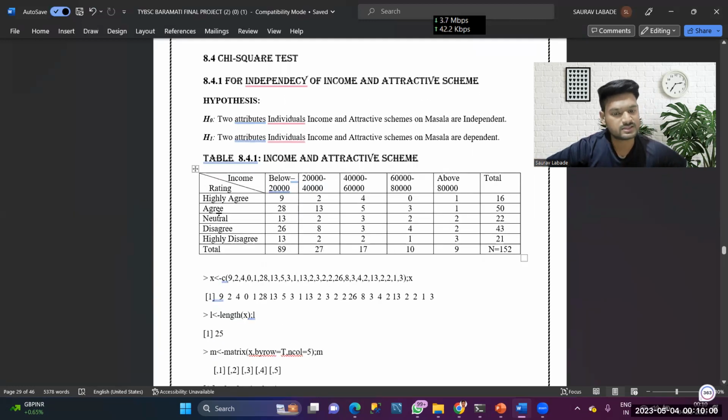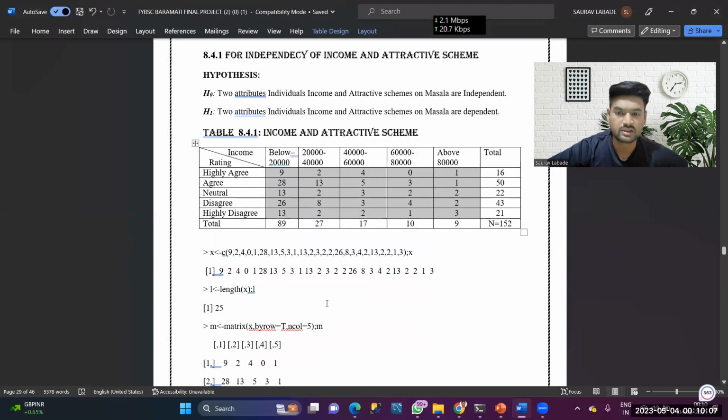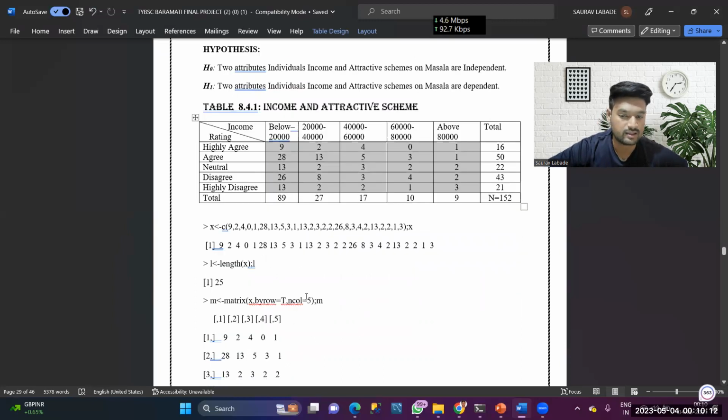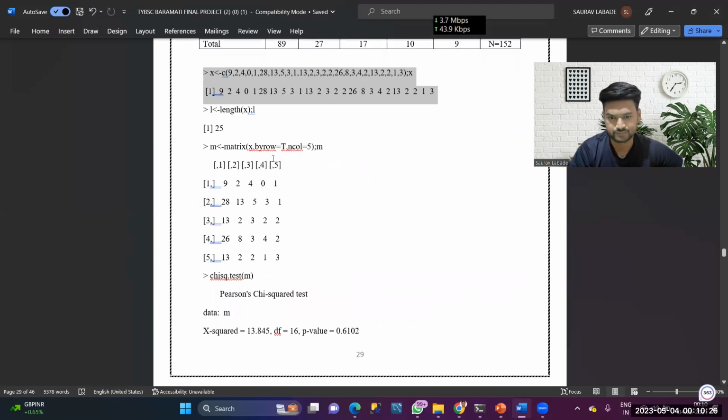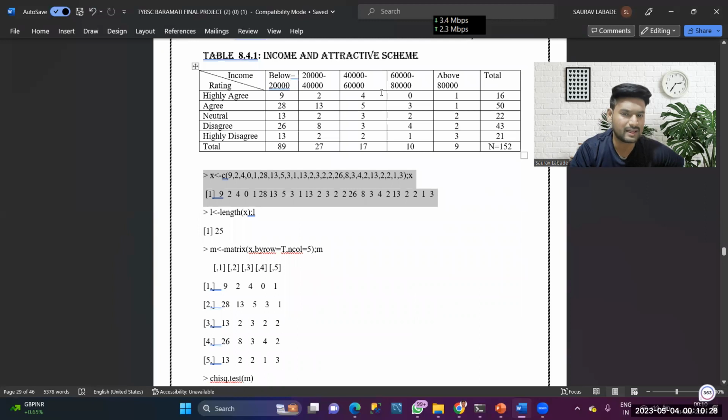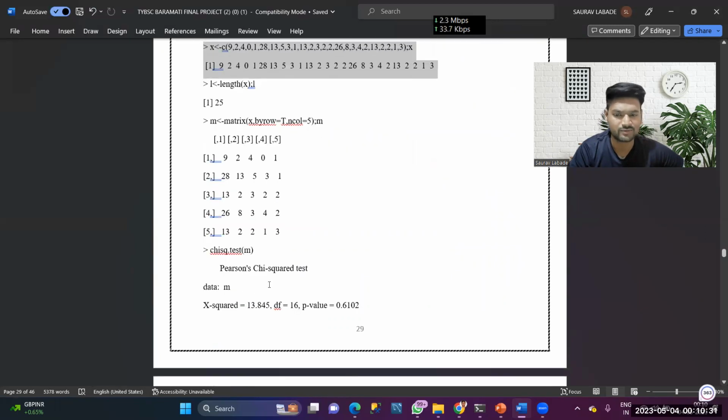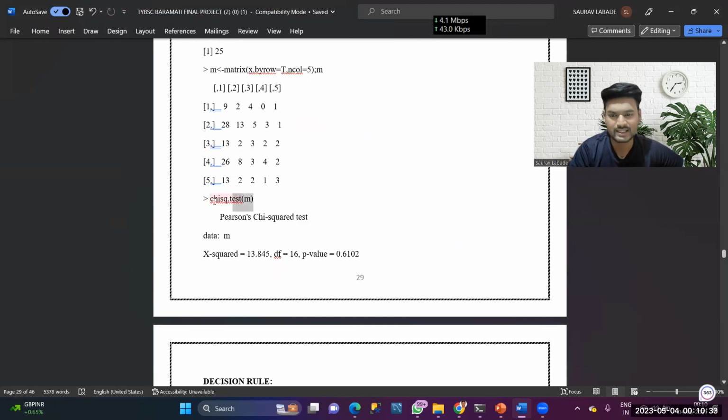Here, from the data, I will get this table of income and attractive schemes. I just need to put in the values of X, that means the matrix, in the R command. You can also do this in Excel, or you can use R software. Here I have put in the whole matrix, and from that I can directly do the chi-square test.